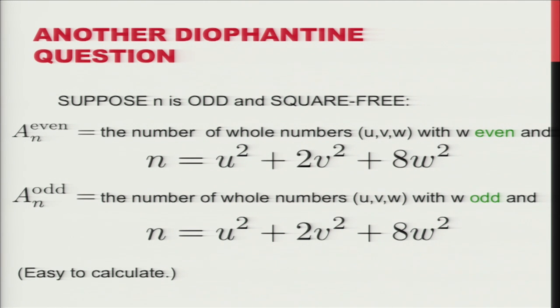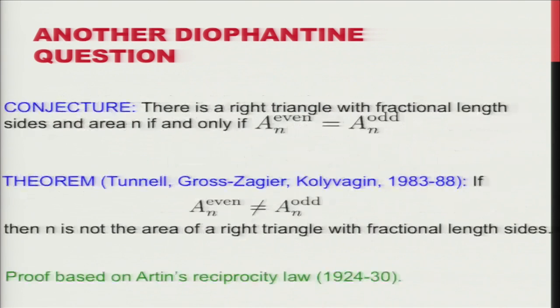Well, that's an easy thing to calculate because the solutions u, v, and w have to be bounded by the square root of n. So there are only finitely many possibilities you can easily run through. And then I'm going to count the ones for which w is even and the ones for which w is odd, and write that A_n even and A_n odd. So two things that are easy to calculate given n.